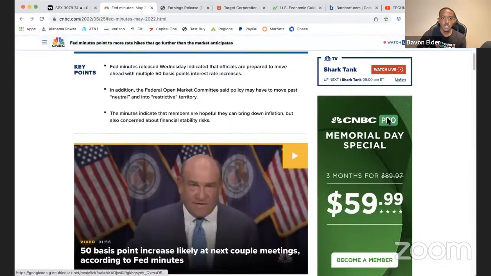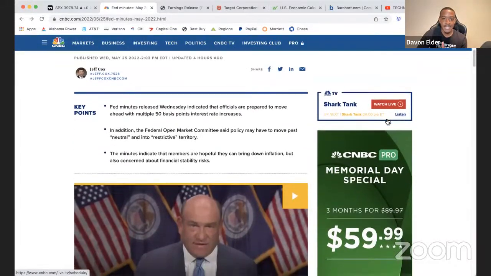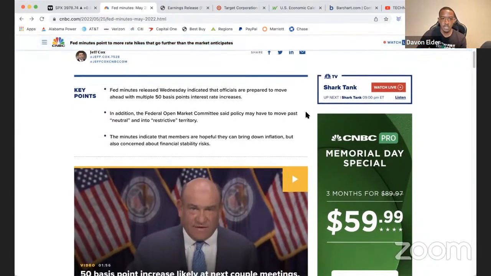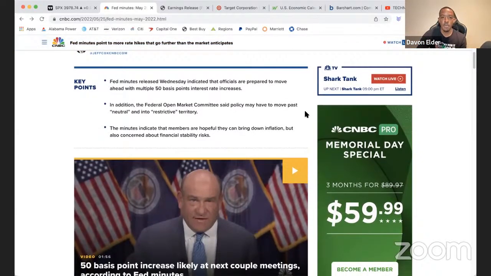We'll see. So the Fed minutes released Wednesday indicate that officials are prepared to move ahead with multiple 50 basis point interest rate increases. In addition, the Federal Open Market Committee, FOMC, said the policy may have to move past neutral and into restrictive territory. The minutes indicate that members are hopeful they can bring down inflation, but also concerned about financial stability risk.